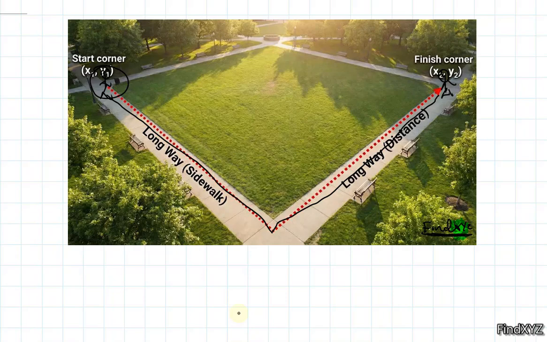What if you decided to cut straight across the grass? Well, that diagonal path is definitely shorter, but exactly how far is it? We can't just count the blocks as we did on this side, because we are cutting across them. To figure out this diagonal path, we need the distance formula. Let's see how it works.